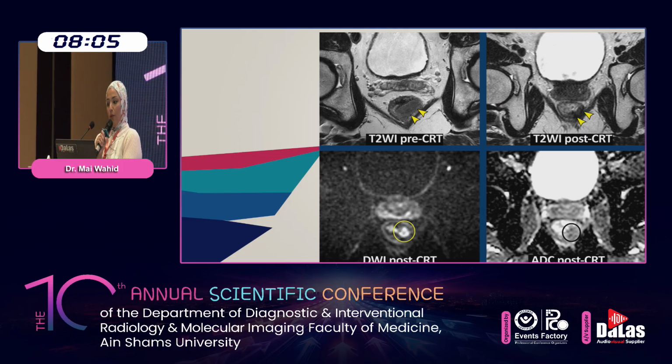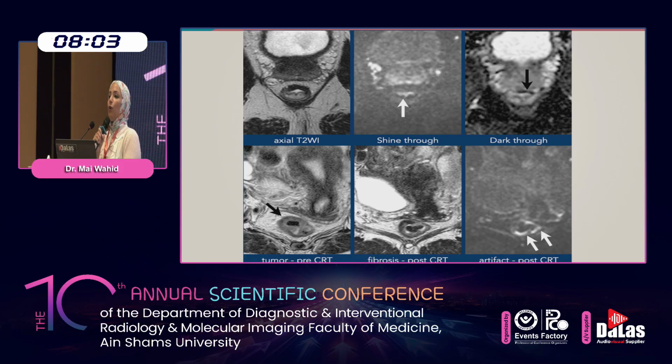The problem with diffusion is that it causes a lot of pitfalls, like shine through, dark through, and susceptibility artifacts. Shine through may occur in case of small amounts of fluid in the rectal lumen, which may mimic tumor. And the susceptibility effects mainly occur at the interface between the soft tissue in the rectal wall or tumor and gas in the lumen. While the large artifacts will be easily dismissed, the subtle ones projecting over the rectal wall may be mistakenly interpreted as tumor signal.